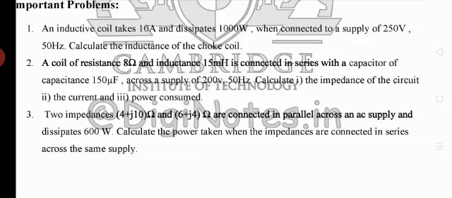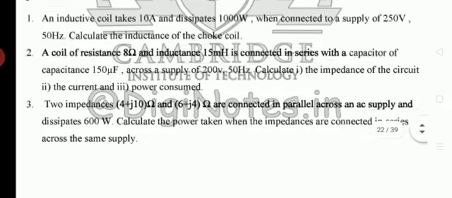Then current: current equal to V by Z again. Z you have calculated already, and voltage is given, so V by Z gives you the current. Then power consumed is VI cos phi. We have not calculated cos phi here, so calculate it: cos phi is given by R by Z. R value is known and Z you have calculated, so you get cos phi. Substitute into the power equation, VI cos phi will give you the power consumed. Very simple. You can try.